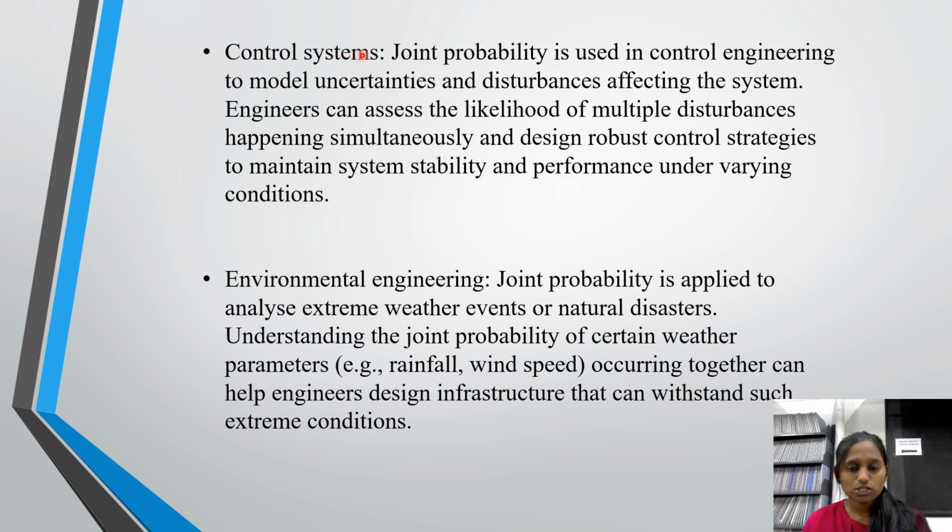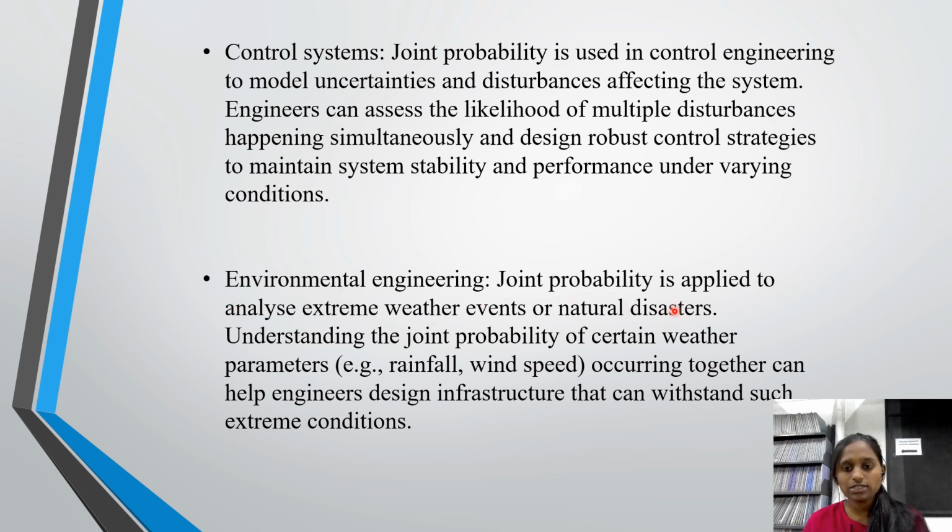Control systems. Joint probability is used in control engineering to model uncertainties and disturbances affecting the system. To find these factors, we use joint probability in control systems. Engineers can assess the likelihood of multiple disturbances happening simultaneously and design robust control strategies to maintain system stability and performance under varying conditions.